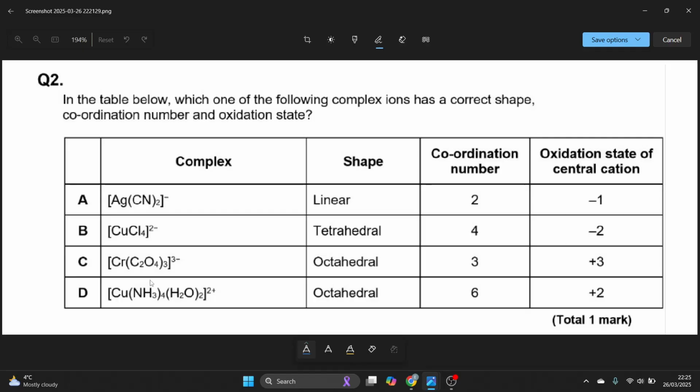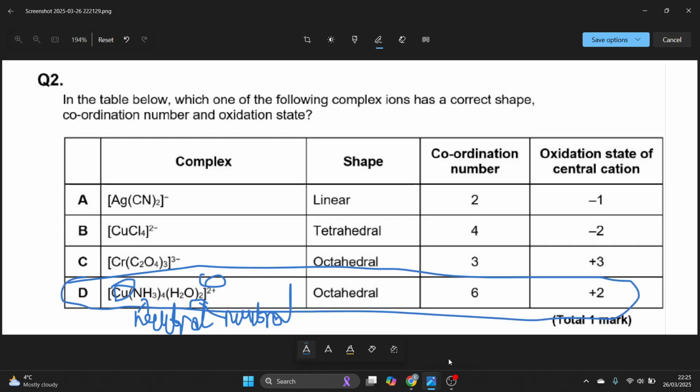+2. Yeah, because remember, that's a neutral ligand, and so is that. So none of those have any charges. So therefore, the total oxidation state of the metal cation is just +2. Therefore, it is D.